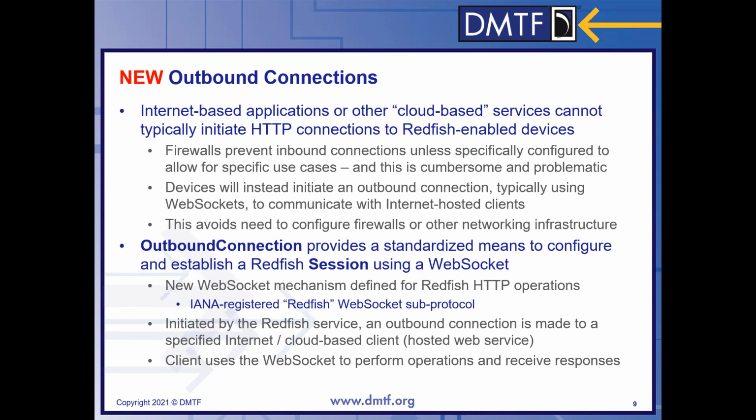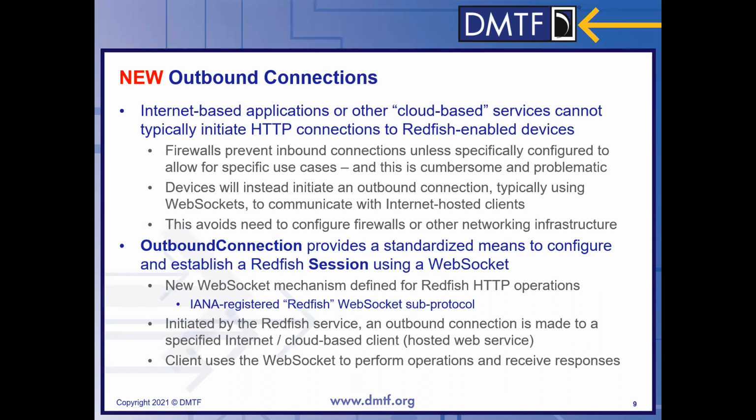One of the other new additions is creating a concept called Outbound Connections. This is to address a use case where you might have some internet-based application or other cloud service that needs to monitor Redfish-enabled equipment, but they don't have direct access to be able to create an HTTP connection to the Redfish service itself. This is typically because you might have a firewall that's preventing any external traffic or inbound connections coming into a data center unless someone opens up a hole in the firewall.